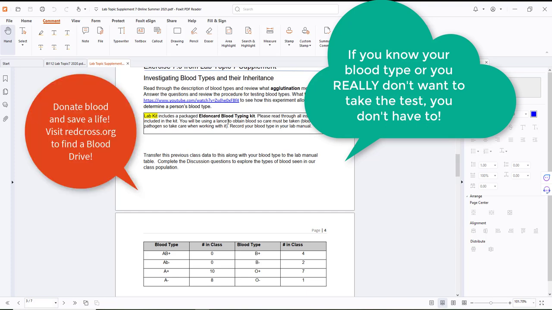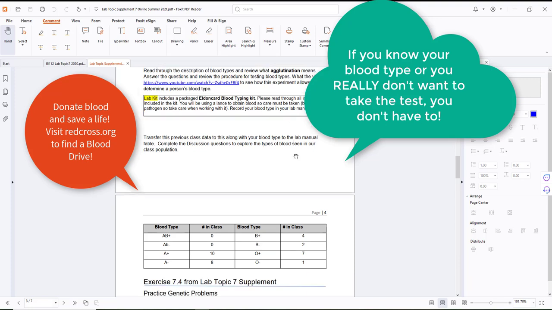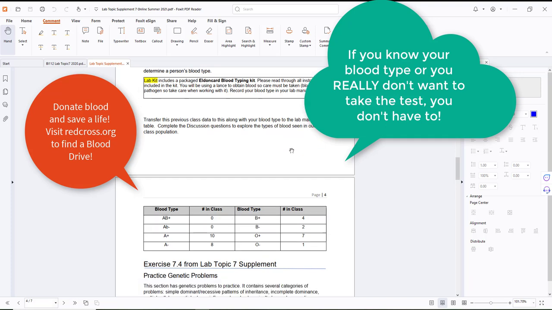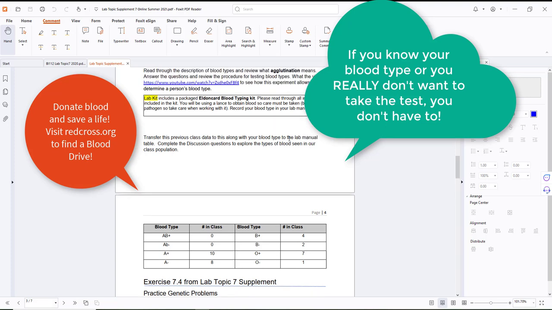If you've never donated blood and you want to, there are all sorts of blood drives that are going on. Just go to redcross.org. They have blood drives all the time and are always in need of blood. So please donate blood. I used to donate blood all the time before I became ineligible. So I really encourage you to save lives.